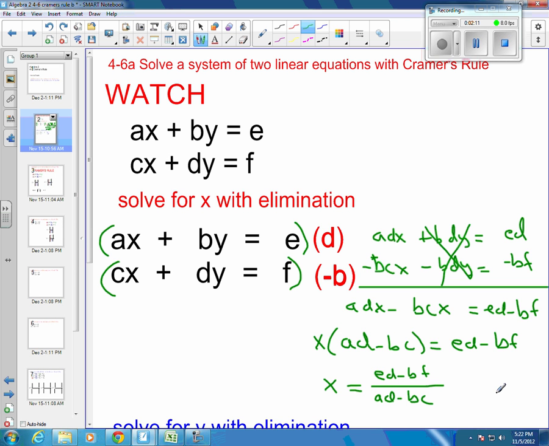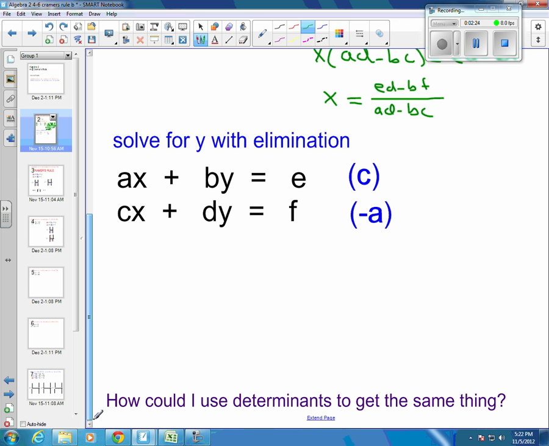Can you kind of see that this looks like our 2 by 2 determinant, the AD minus BC? Well, that's exactly what we're using. We're using our determinants here. Let me go find and solve for Y. I'm going to do the same thing.